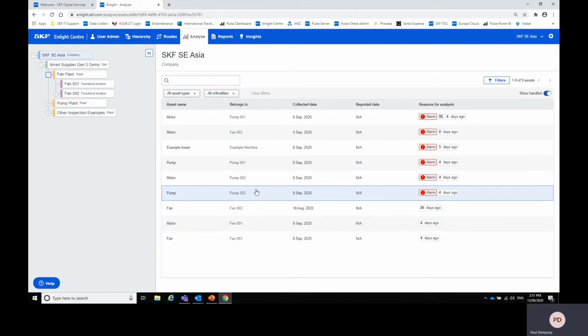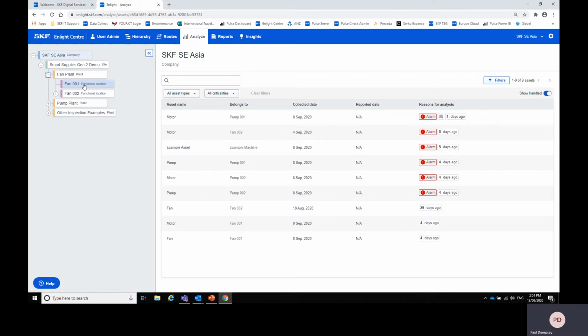So I have on the screen here the SKF Enlight Centre. Now this is a demonstration database that we've created. So you can see here we have a hierarchy structure. We have the site level, followed by the plant level. We can set this up for multiple plants within your site. And then when we open the plant level, we then have what we call functional location, which is actually the machine, down to that level.